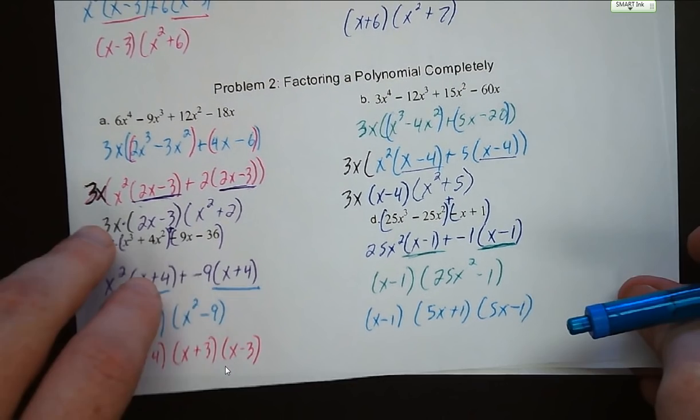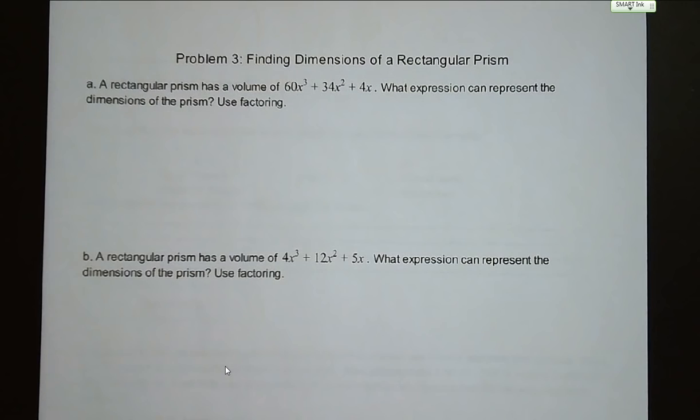Okay. Let's move on to problem number 3, finding the dimensions of a rectangular prism. A rectangular prism has a volume of 60x cubed plus 34x squared plus 4x, and I want to know what expression can represent the dimensions of the prism using factoring.